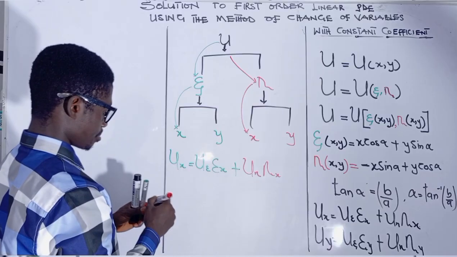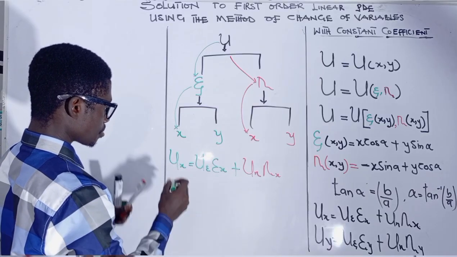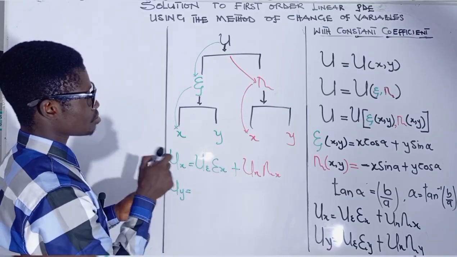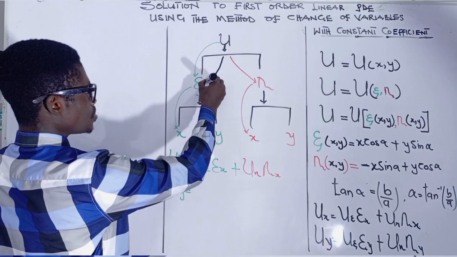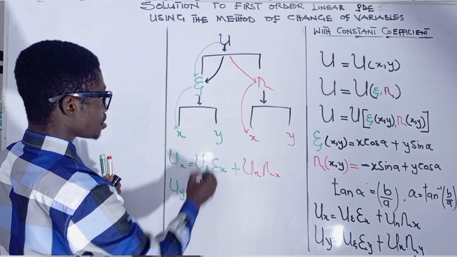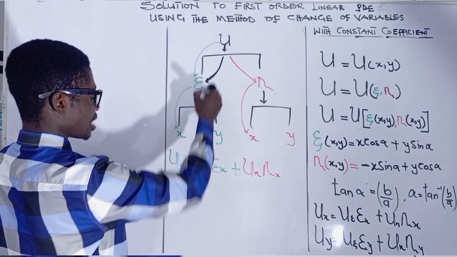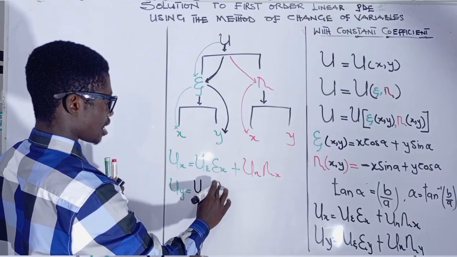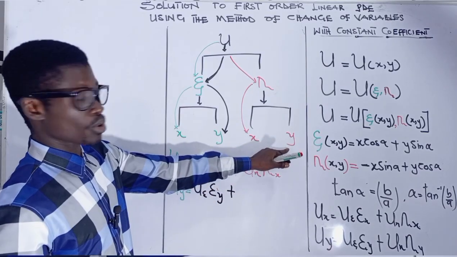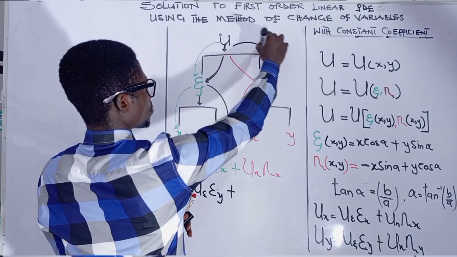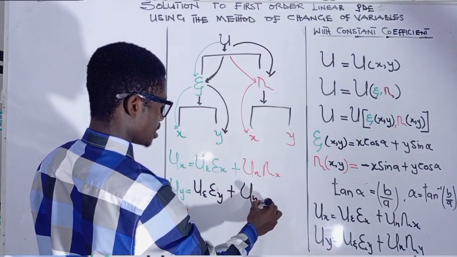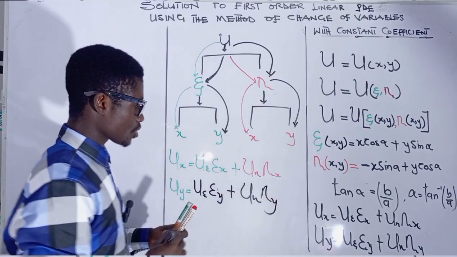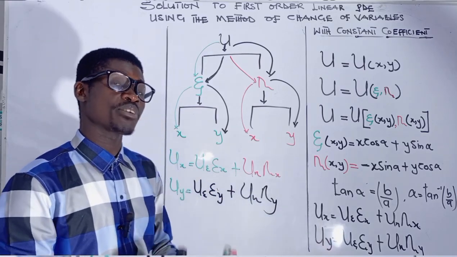Let's move towards y. With uy, this is our y, so we are going to move in this way. We have u xi, and then we have xi y. Then they move on to this side because we have a y here. So we move in this way. We have u eta, then we have eta y. So this is how we get this equation, because these equations are very important.